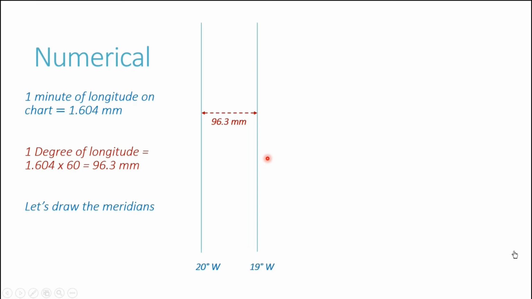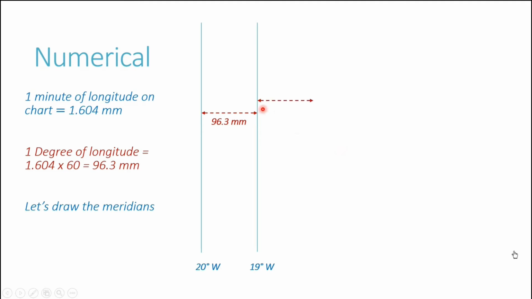The second meridian will obviously be 19 degrees west. See, the right side always is the easterly direction. So when you are going in the easterly direction, the westerly longitude would decrease. So the next meridian which we have is 19 degree west.